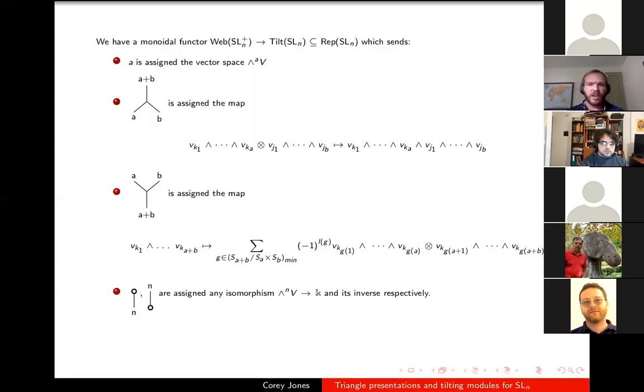I apologize if this is really small. I just really wanted to fit it all in one slide. But how are these categories related to tilting modules? It's actually the web SLN plus categories that have the relationship with representation theory.